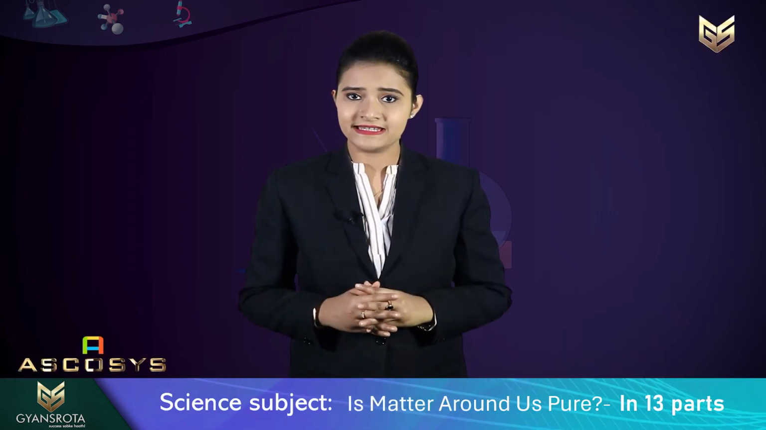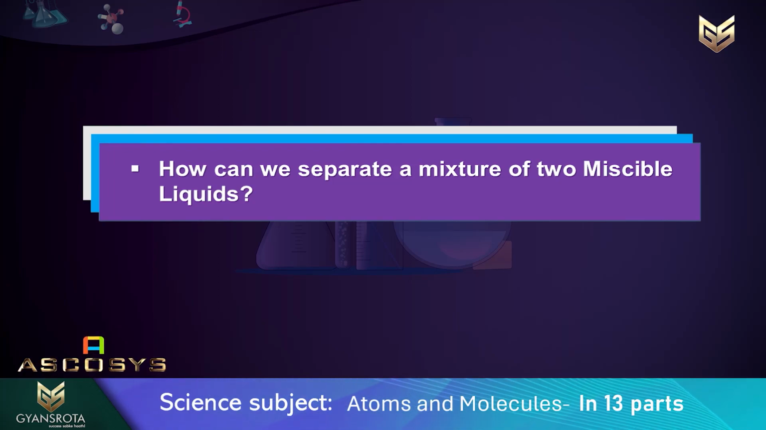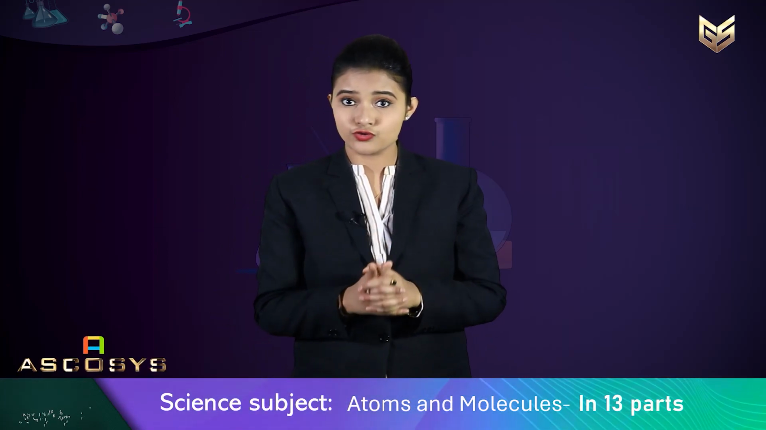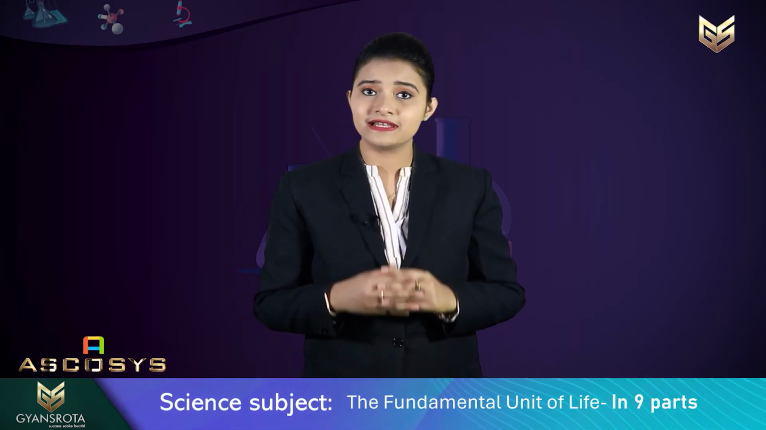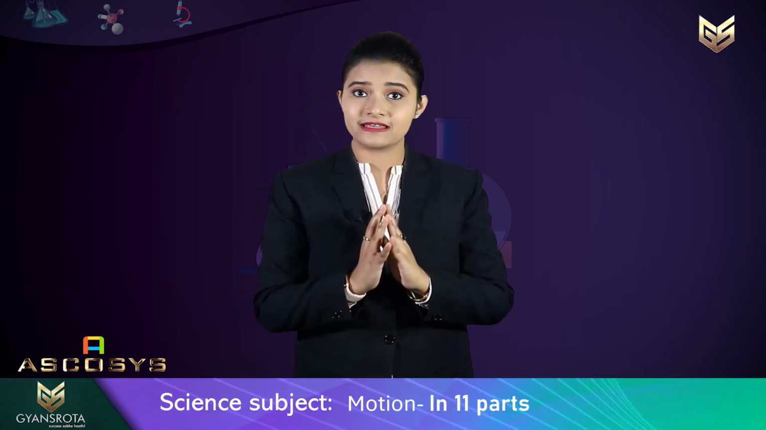Now we will see how we can separate a mixture of two miscible liquids. Remember, we have said that two immiscible liquids like oil and water can be separated using the separating funnel. Two miscible liquids means two liquids which are mixed with each other. They do not form any different layers, but a single layer mixture.